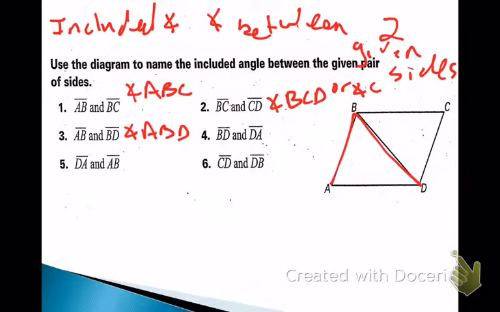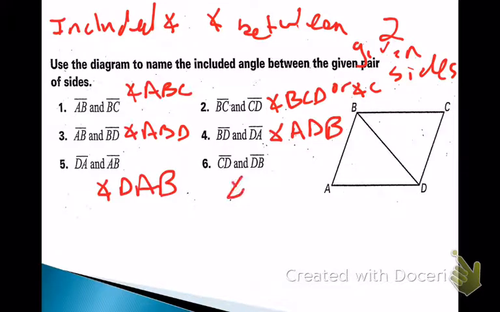Try the next 3 on your own. Try to find the included angle, and I'll let you know what those angles should be. Okay, in number 4, the included angle is going to be angle ADB. In number 5, the included angle is going to be DAB. And in number 6, the included angle is CDB. So it's the angle sitting in between two given sides. And again, we really need to be able to pick out included angles.